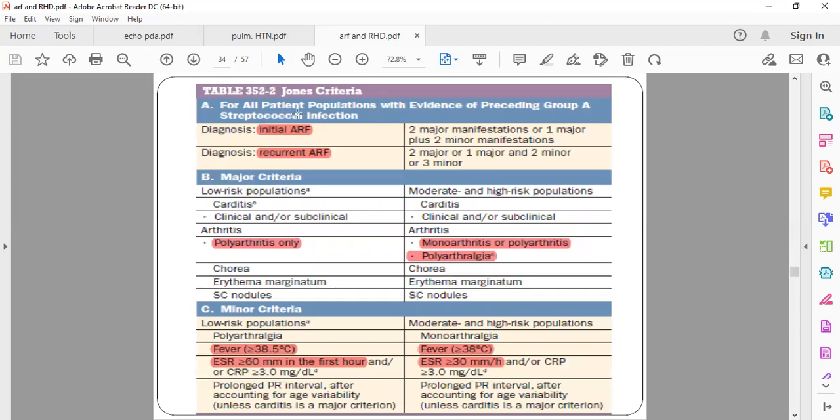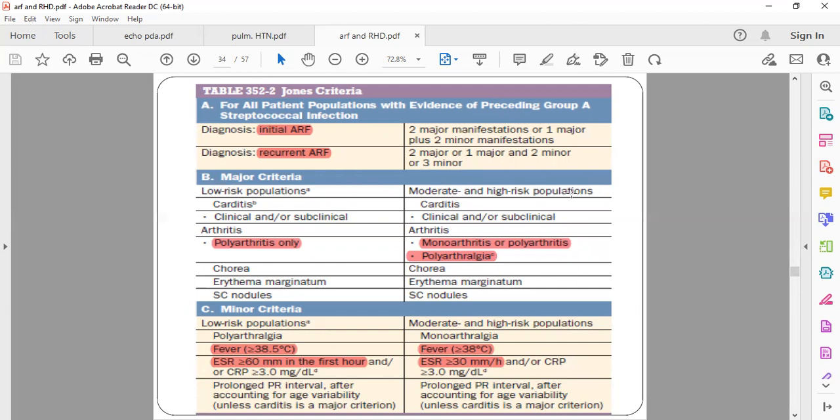This has been modified in the modified Jones criteria. First, there should be evidence of preceding group A streptococcal infection, either with throat culture, rapid streptococcal antigen test, or serologically with antibodies. There should be two major manifestations, or one major with two minor manifestations. It has been modified for low risk population, which is less than 2 per 1 lakh population per year, and moderate and high risk populations.